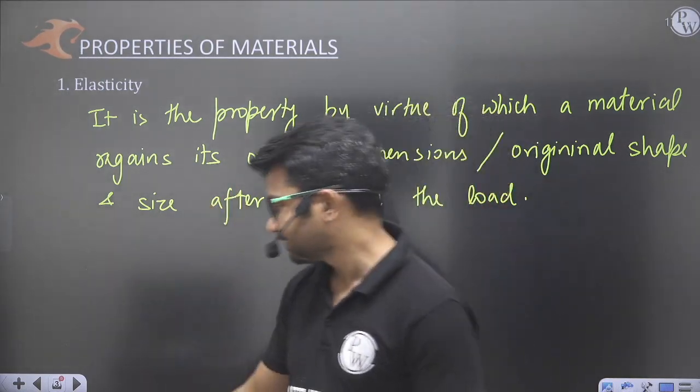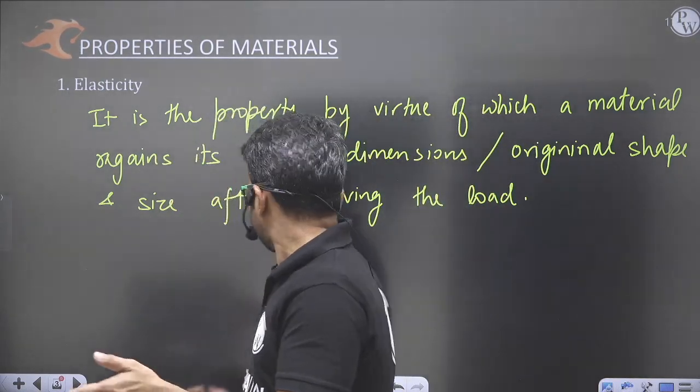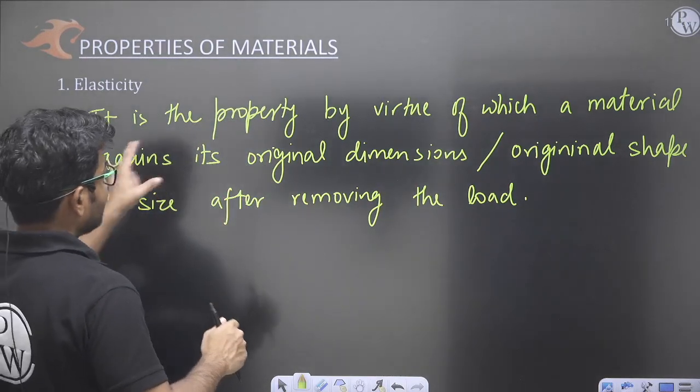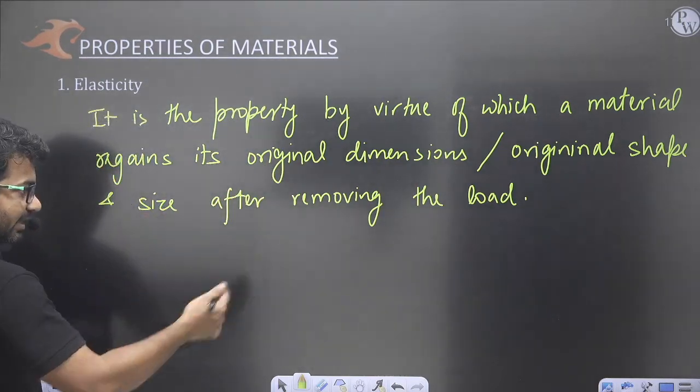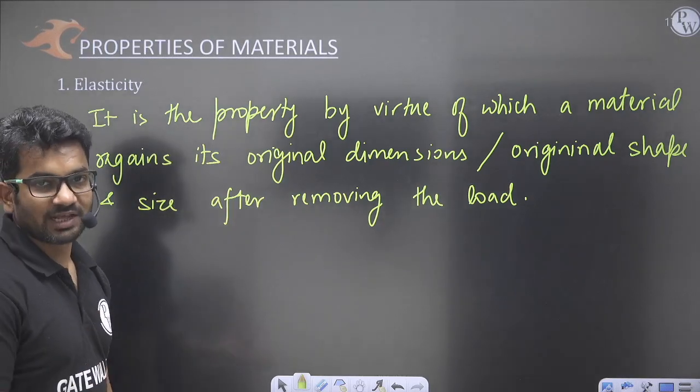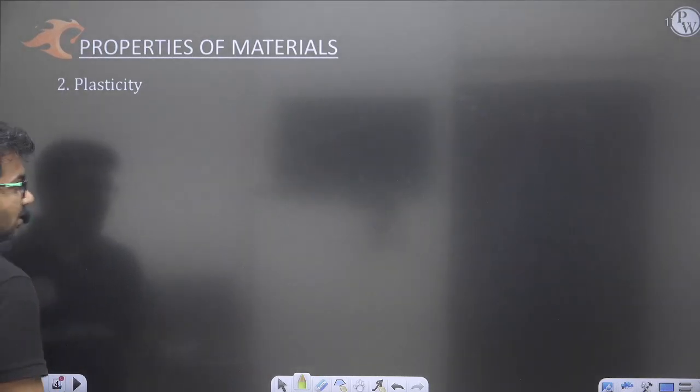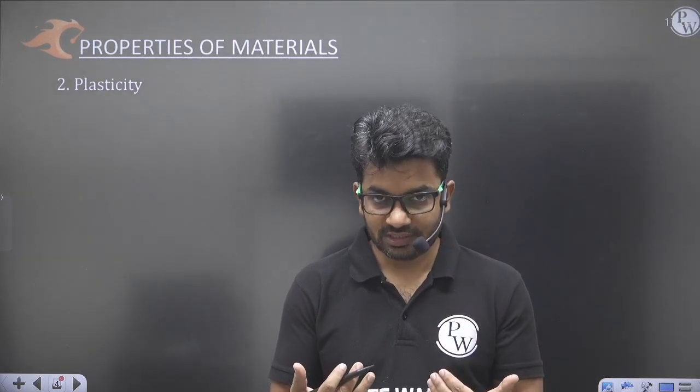That is elasticity. Now at the same time, this is the property, and the materials which exhibit this property will be called as elastic material. Okay, so opposite of elasticity is plasticity. So if I apply load on a material, definitely it is going to deform, but after removal of load, if it does not regain its original shape and size, it remains deformed, then that material will be called as plastic material, and this property is called as plasticity.